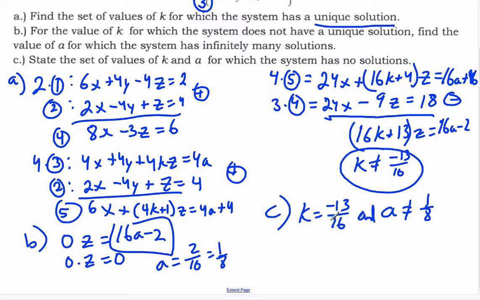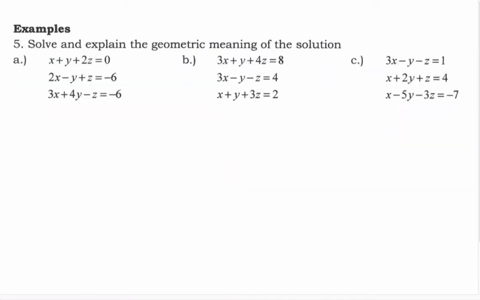Okay, because when that happens, you get 0z equals, and then your 16a minus 2 is a number, let's call it c, where c is not equal to 0, and then you get an impossible situation, so there's no solution. Okay, next we're going to solve these three.